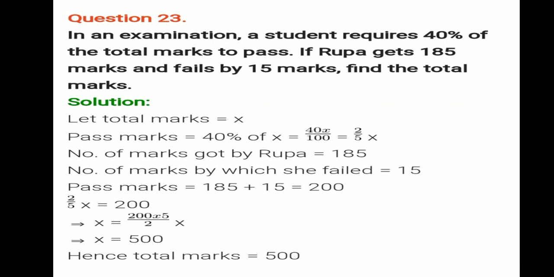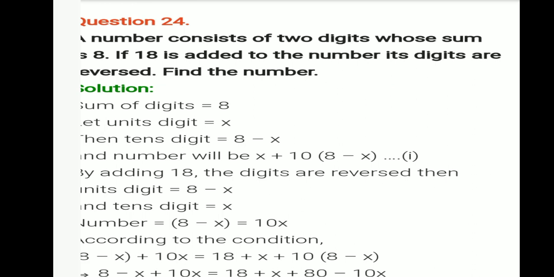Now, since you have to find the total marks, we are going to suppose let the total marks be x, and we know that 40% is the passing marks. So 40% of x, that is equal to 200. So that will be your equation, and after solving you will get the total marks value to be 500.